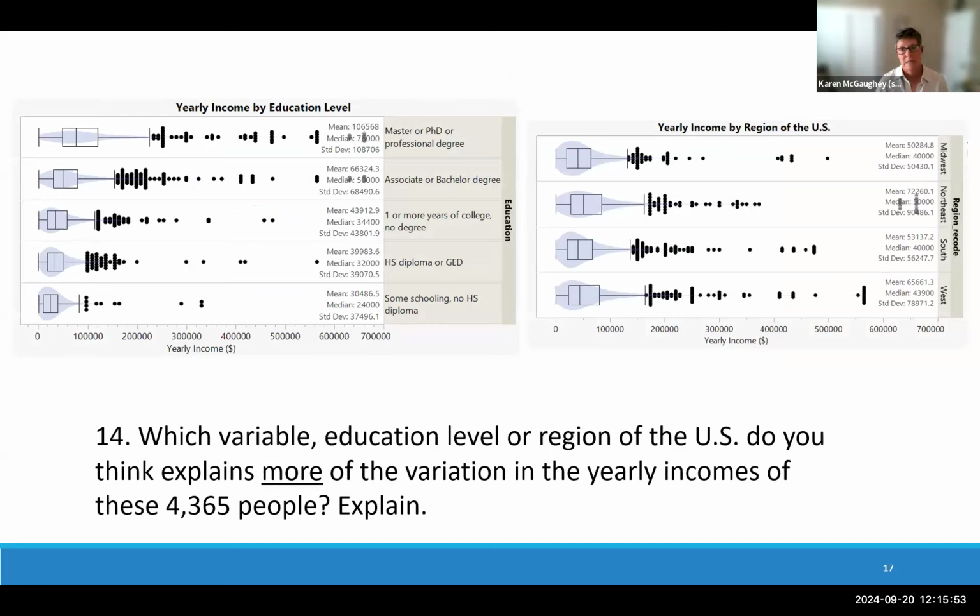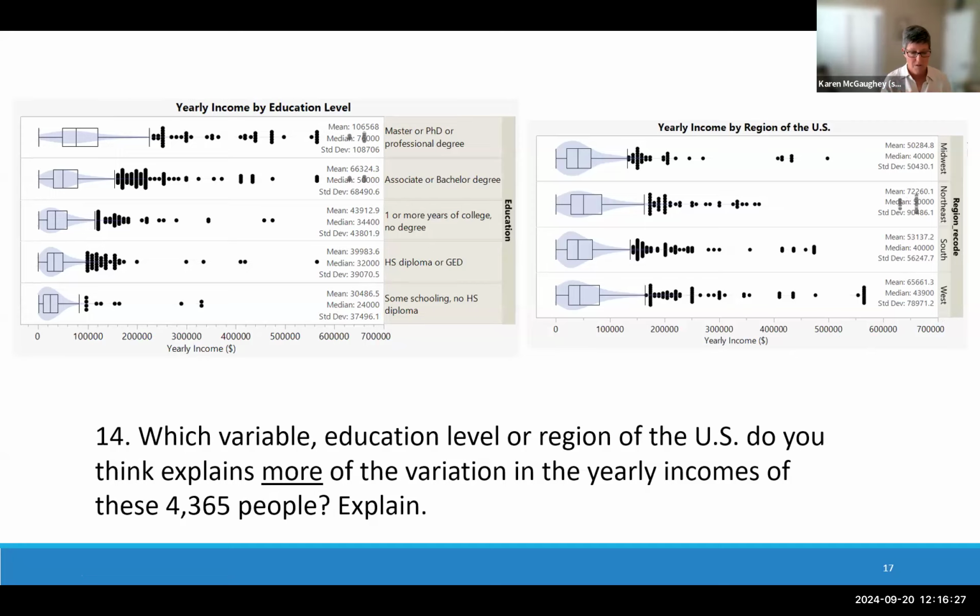So now, looking at these side by side, I want students at this point to land on education level, because there's less leftover variability in most of these groups after we account for education, compared to what happens after we account for region of the country. And this is a really simple exercise that you can do really early on in your Stat 1 course.